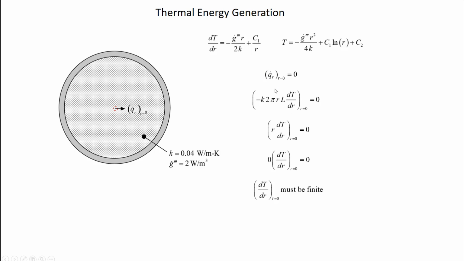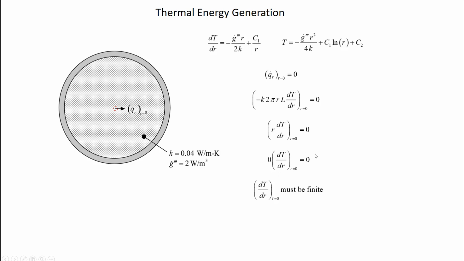Here's my rate equation for conduction. This is minus K times A times dT/dr, evaluated at R equals 0. That has to be equal to 0. I can divide through by K and 2 pi and L, and I'm left with R times dT/dr at R equals 0 has to be equal to 0. R at R equals 0 is 0, so this is basically saying 0 times dT/dr at R equals 0 has to be equal to 0.